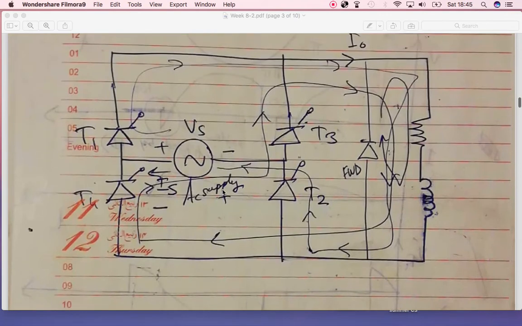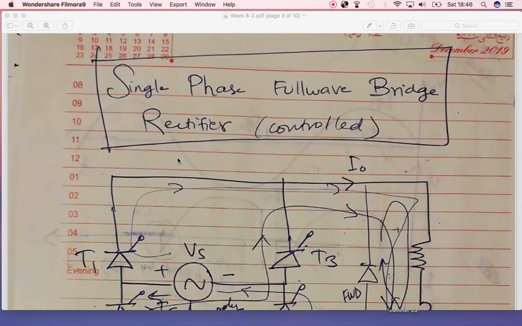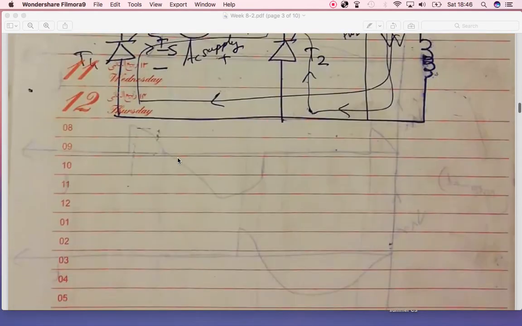And when we have this positive and this negative terminal of the source during the negative half cycle, then the direction of current will be from here through this SCR based on its firing angle, through the load and through the inductor, and then it is coming over here through the T4 thyristor, based on its firing angle, and discharging over here. So this is the operation of the single phase full bridge controlled rectifier.